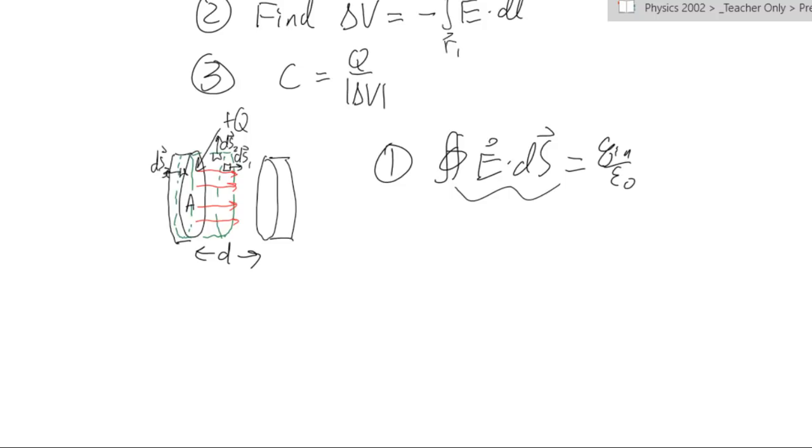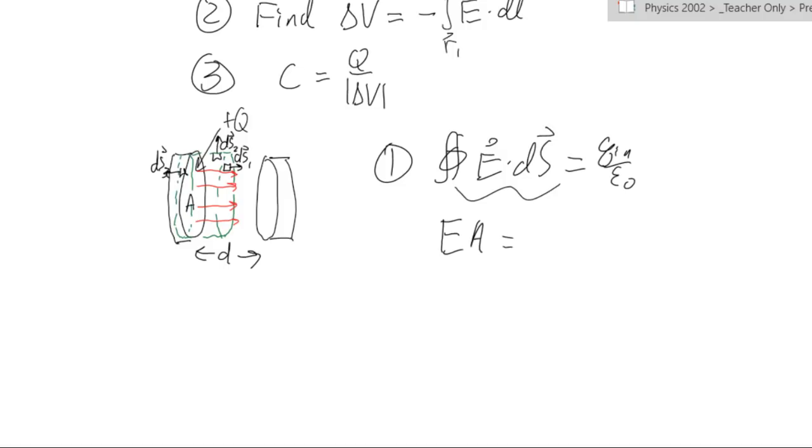Now, this integral is going to reduce just to the integral over ds1 because E and ds1 vector are going to be in the same direction. ds2 vector is perpendicular. ds3 vector doesn't have any flux because it's on the inside of the conductor. The electric field is 0. So this says that the integral of E dot ds over this closed surface that I've drawn here is just going to be E times A, because when we add up all of the ds1, we get the whole cross-sectional area that I have here.